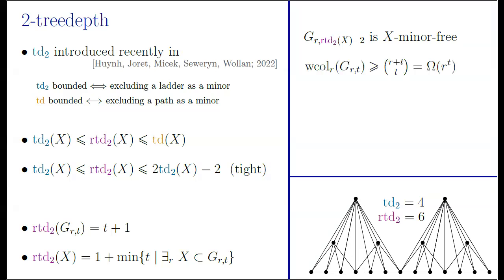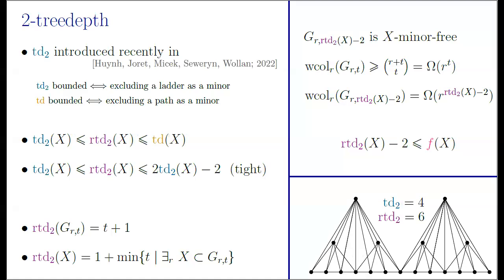This is very nice. But now recall this. So this is the inequality that I highlighted before. If we plug in this G of rooted two-tree depth of X minus 2, then we get omega of rooted two-tree depth of X minus 2 again. And what does this mean? This means that we just obtained a lower bound for f of X, because we found a graph that is X minus 3, but that has a large weak coloring number.